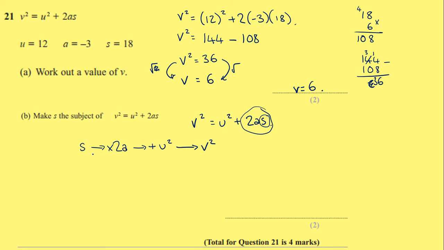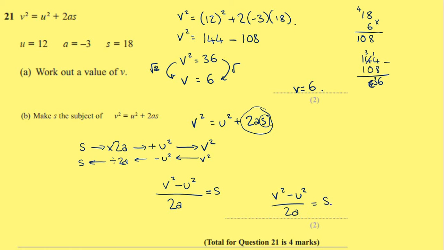So, let's try to make s the subject of this. Start with v squared and work backwards. You would take away u squared, and you would divide by 2a, and you would get your s. So, v squared, take away u squared, divide all of that by 2a. Best way to divide all of that by 2a is to put it all over 2a. And then that will be s. There are lots and lots of different ways to go about this question, but that's quite a nice way to do it, to undo a function machine.